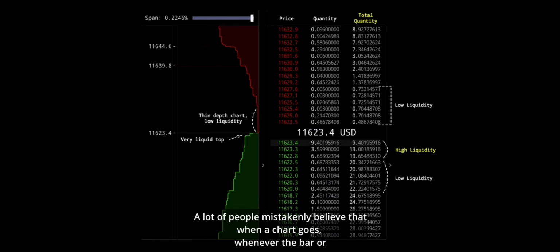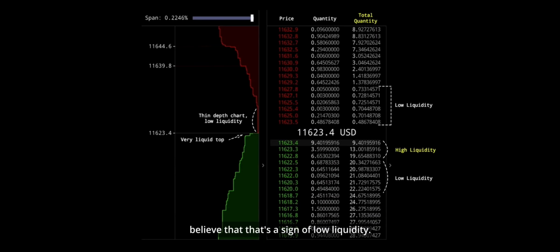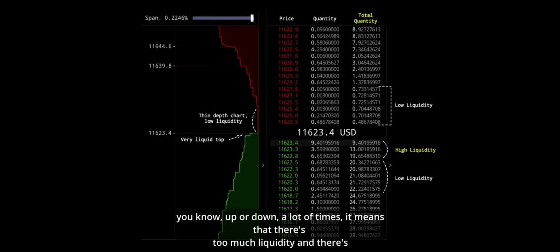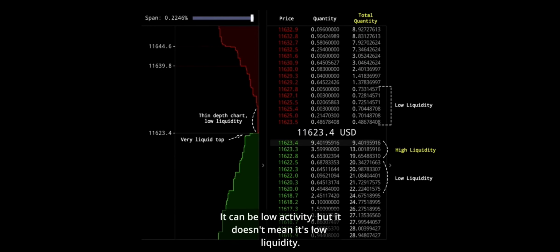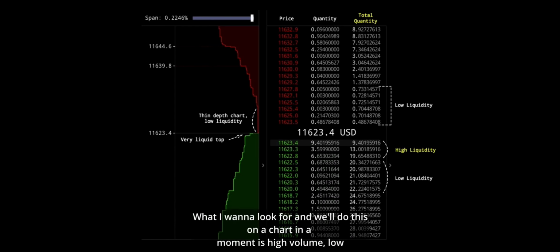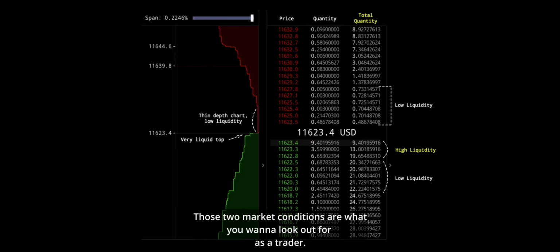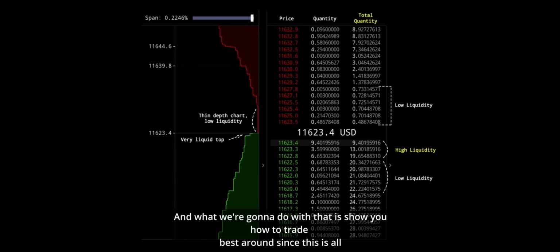A lot of people mistakenly believe that whenever the candlesticks are going sideways in a very tight range, that's a sign of low liquidity. In fact, that can be a sign of high liquidity, because if the price can't move easily up or down, a lot of times it means that there's too much liquidity and there's not enough people willing to buy or sell. It can be low activity, but it doesn't mean it's low liquidity. We'll get into that in a second. What I want to look for, and we'll do this on a chart in a moment, is high volume, low liquidity and low volume, low liquidity. Those two market conditions are what you want to look out for as a trader. And what we're going to do with that is show you how to trade best around them.